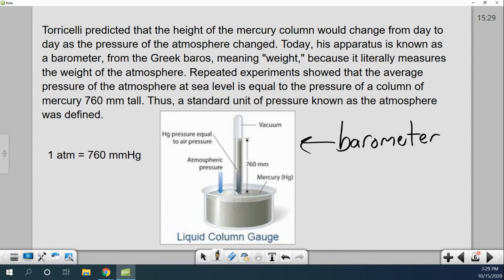They figured out the average pressure of the atmosphere at sea level, because the higher you go above sea level, the less atmosphere there is above you, right? So you have less pressure. So the average pressure of the atmosphere at sea level is equal to the pressure of a column of mercury 760 millimeters tall. And so now we have invented a standard unit of pressure known as the atmosphere. So one Earth atmosphere of pressure should be 760 millimeters of mercury. And as weird as it sounds, millimeters of mercury is still a unit of pressure we use today.